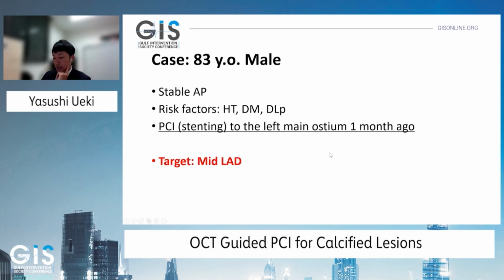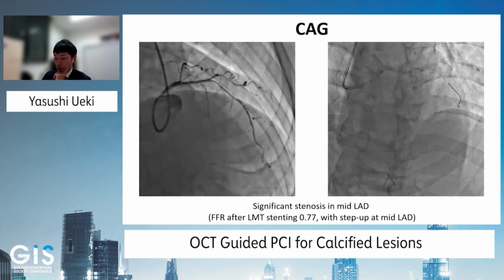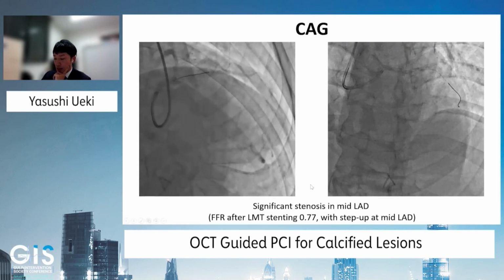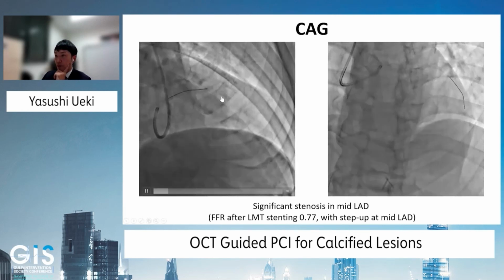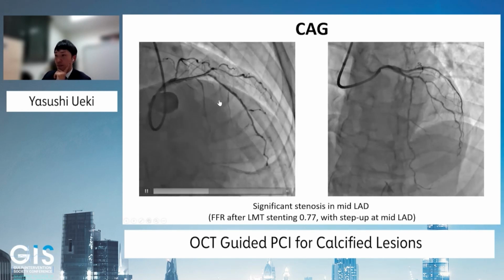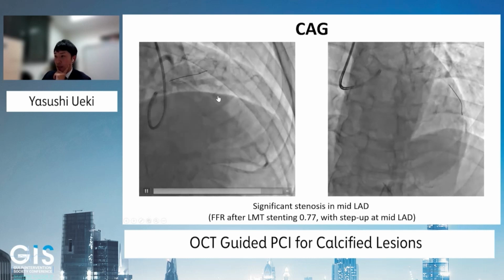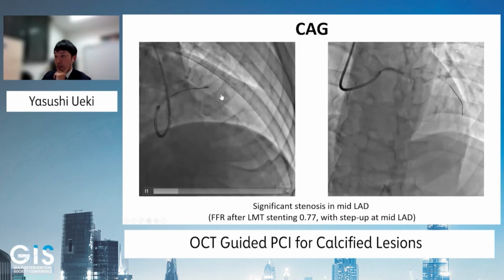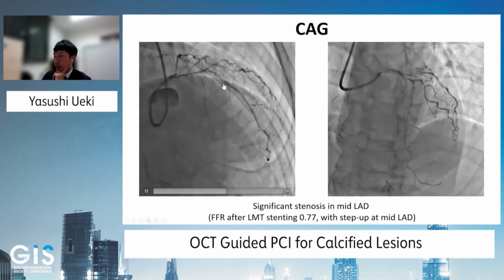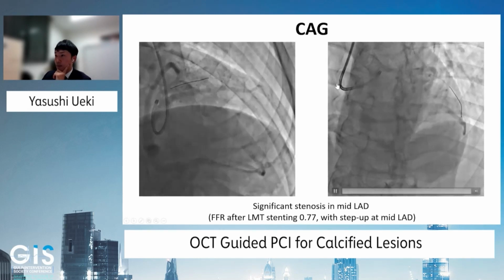So the second case was an 83-year-old male with stable angina. The stent was implanted just 1 month ago in the left main ostium, and the target of this session was the mid-LAD. So this is the angiography of the left coronary artery. FFR was 0.77 with a step-up at the mid-LAD. As you can see here, we can see very severe and concentric calcification at the mid-LAD.